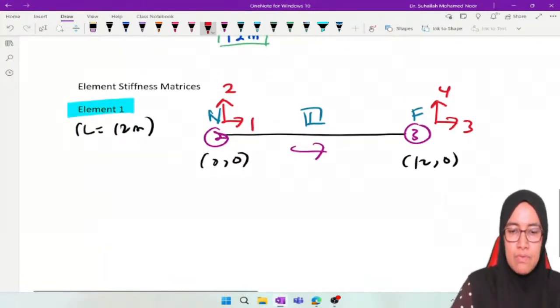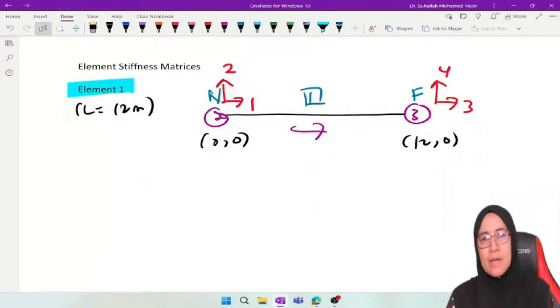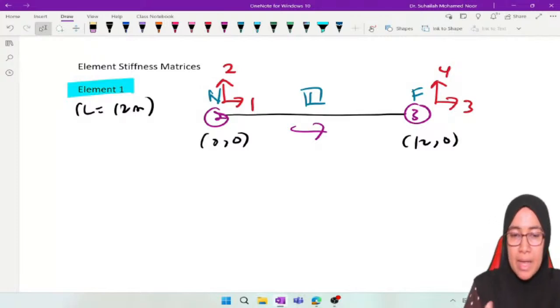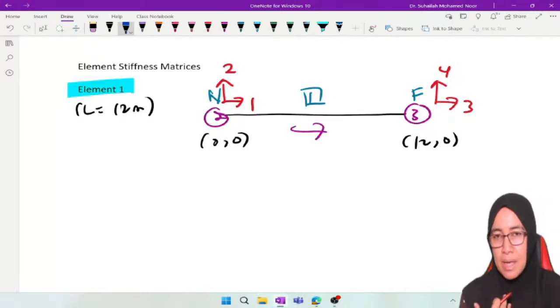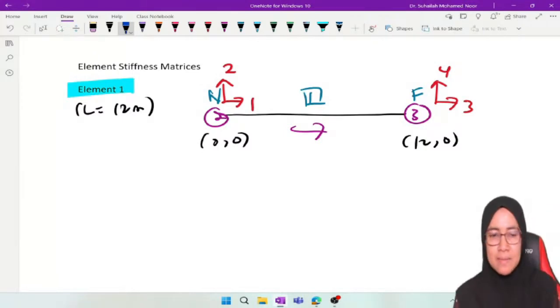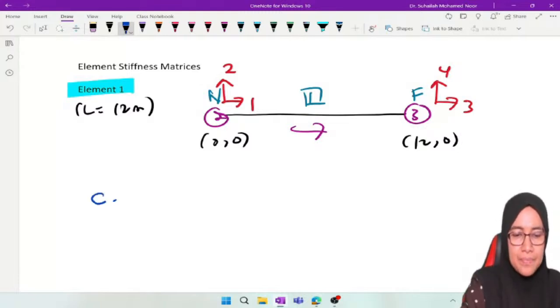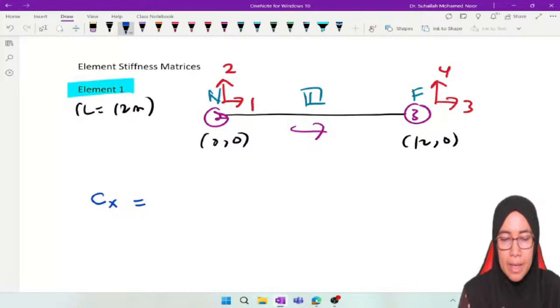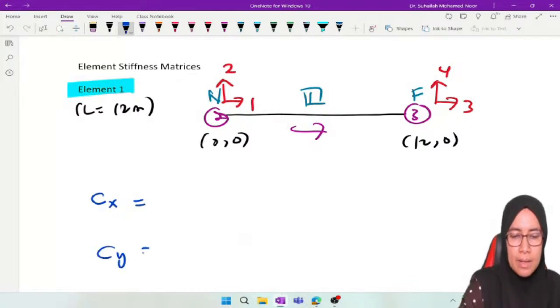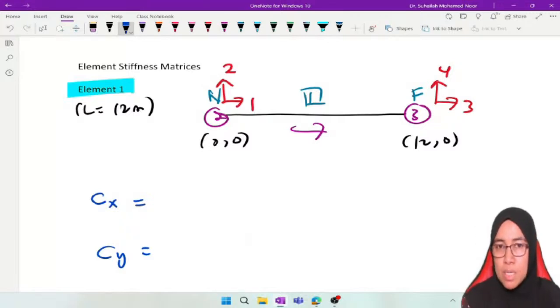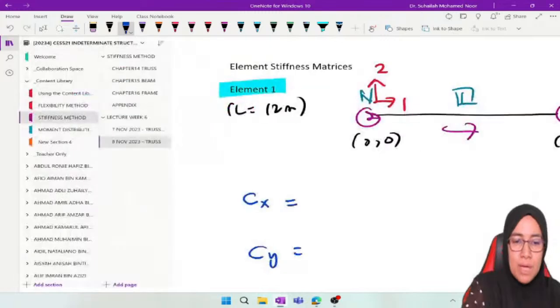Now from this we have to calculate lambda x, lambda y, or Cx and Cy. I choose to use Cx, Cy instead of lambda x, lambda y, because it is easy to write. Why do we have to calculate Cx and Cy? Because inside the formula, we have to calculate that.